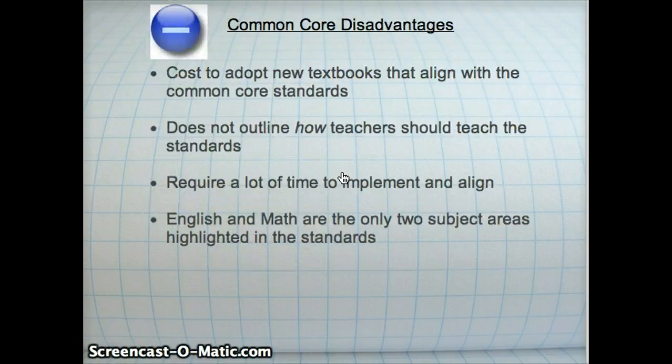The disadvantages of the Common Core standards is the cost to adopt the new textbooks that align with the Common Core standards that we just got done mentioning. It also does not outline how teachers should teach the standards. It will require a lot of time to implement and align these new standards, as would any new standards. And the only two subject areas that are highlighted is English and math at this point, although there is literacy in social studies, science, and technical studies.